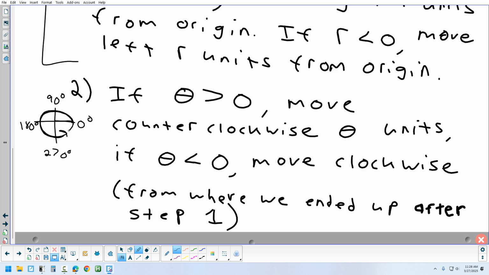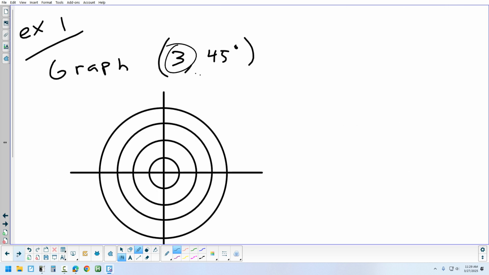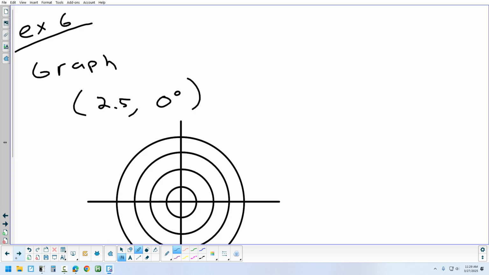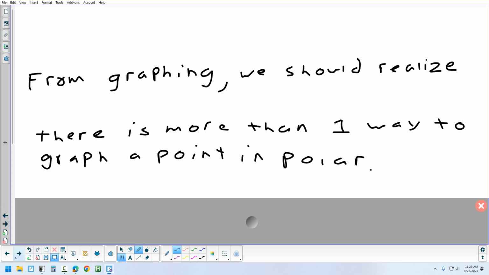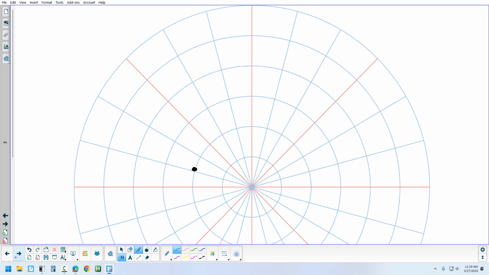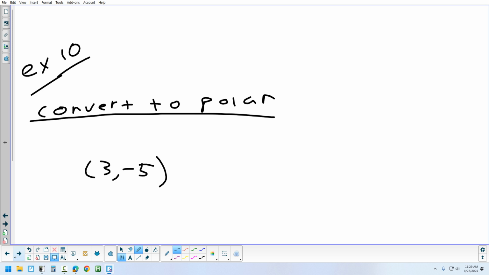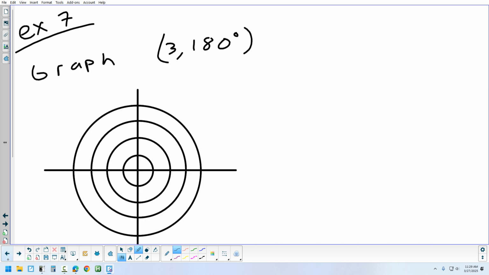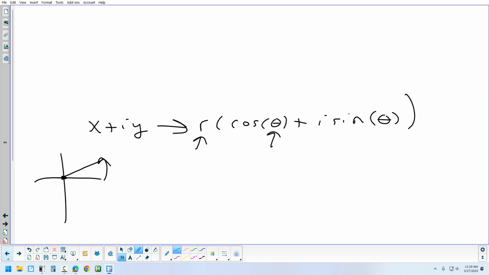Okay, so now we'll just practice graphing a few points in polar. And then I'm going to show you how to convert a polar coordinate back to a rectangular coordinate and rectangular to polar. So we'll do the conversion each way. Convert to rectangular, and then convert to polar, and that's it. But we'll practice a lot of graphs.